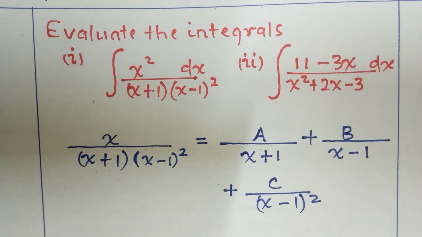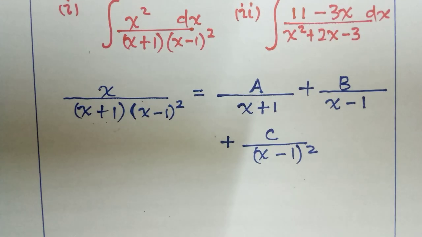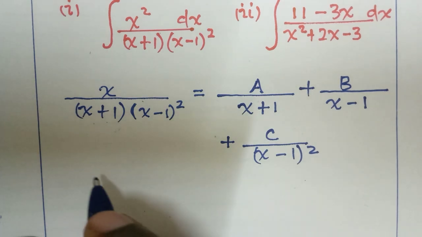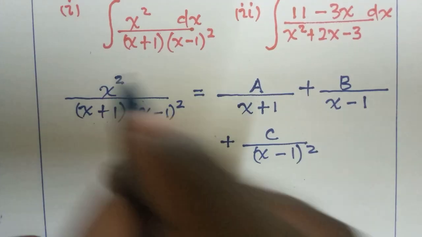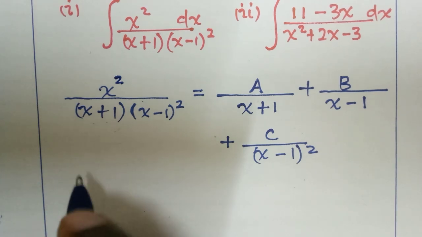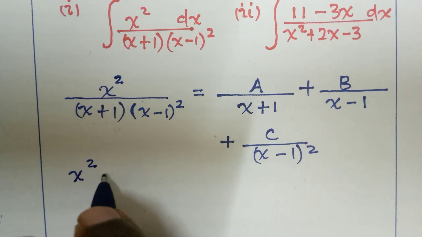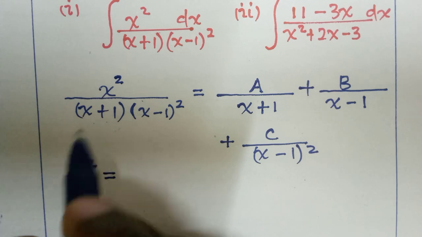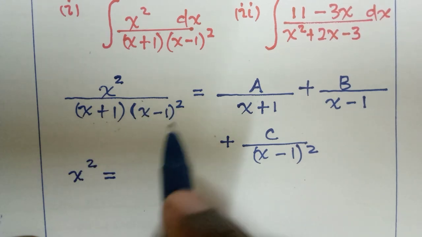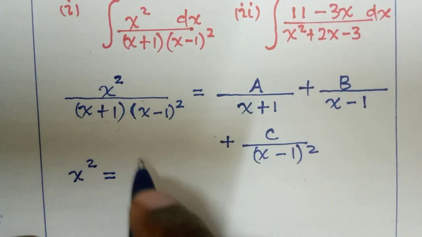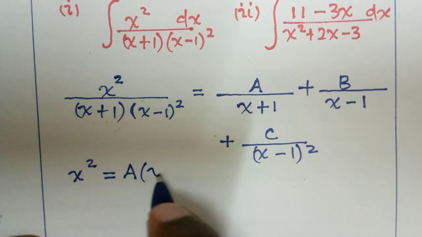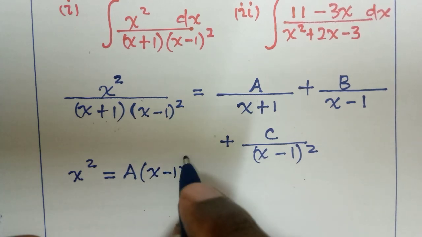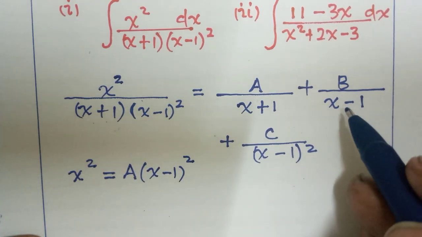From there, guys, we come now and divide. We say here that x, this one is x squared. We say x squared is now equal to this value you divide by that. So you remain with x minus 1 squared, you multiply by a. So it will be a now multiplied by x minus 1 squared.